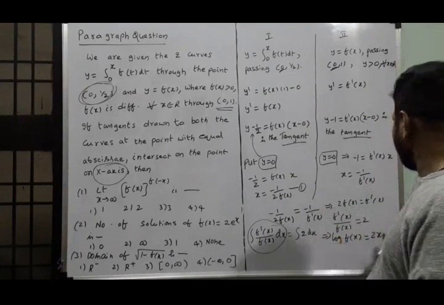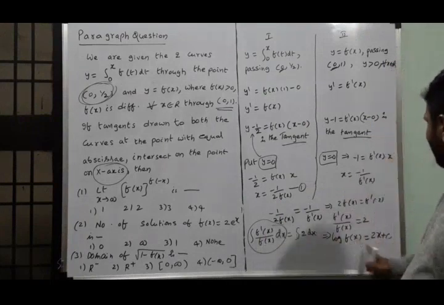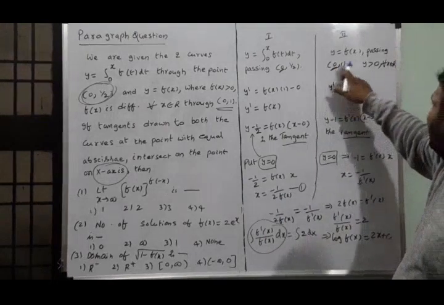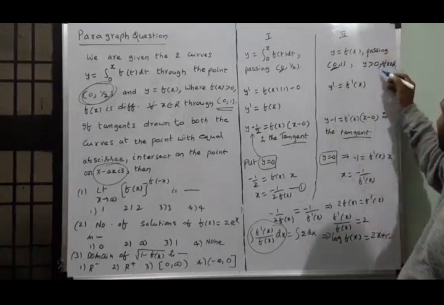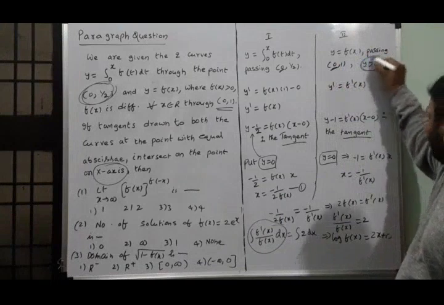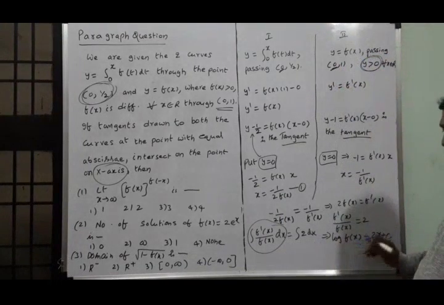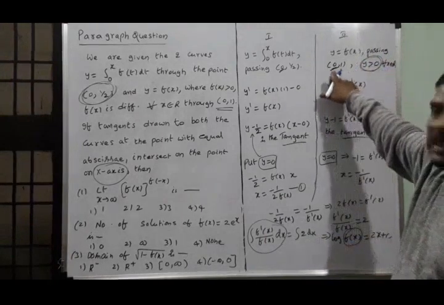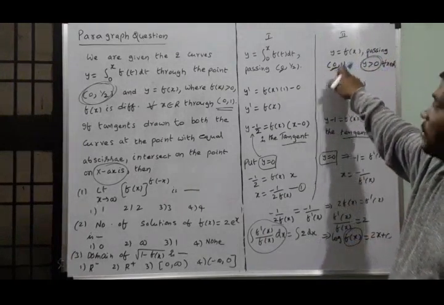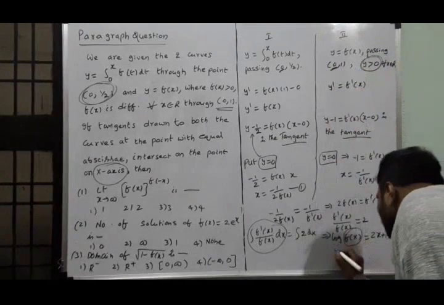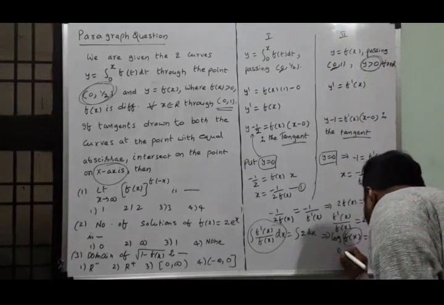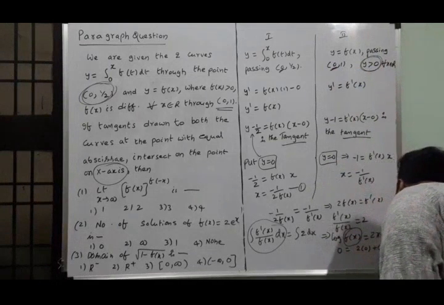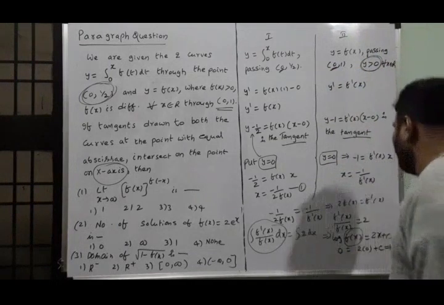In this, substitute x is equal to 0, y is equal to 1. Because here f of x is positive, y is positive. Whenever y is positive, the point is given as 0, 1. Substitute x 0, y 1. So log 1, which is 0, is equal to 2 into 0 plus c, which implies c is equal to 0.